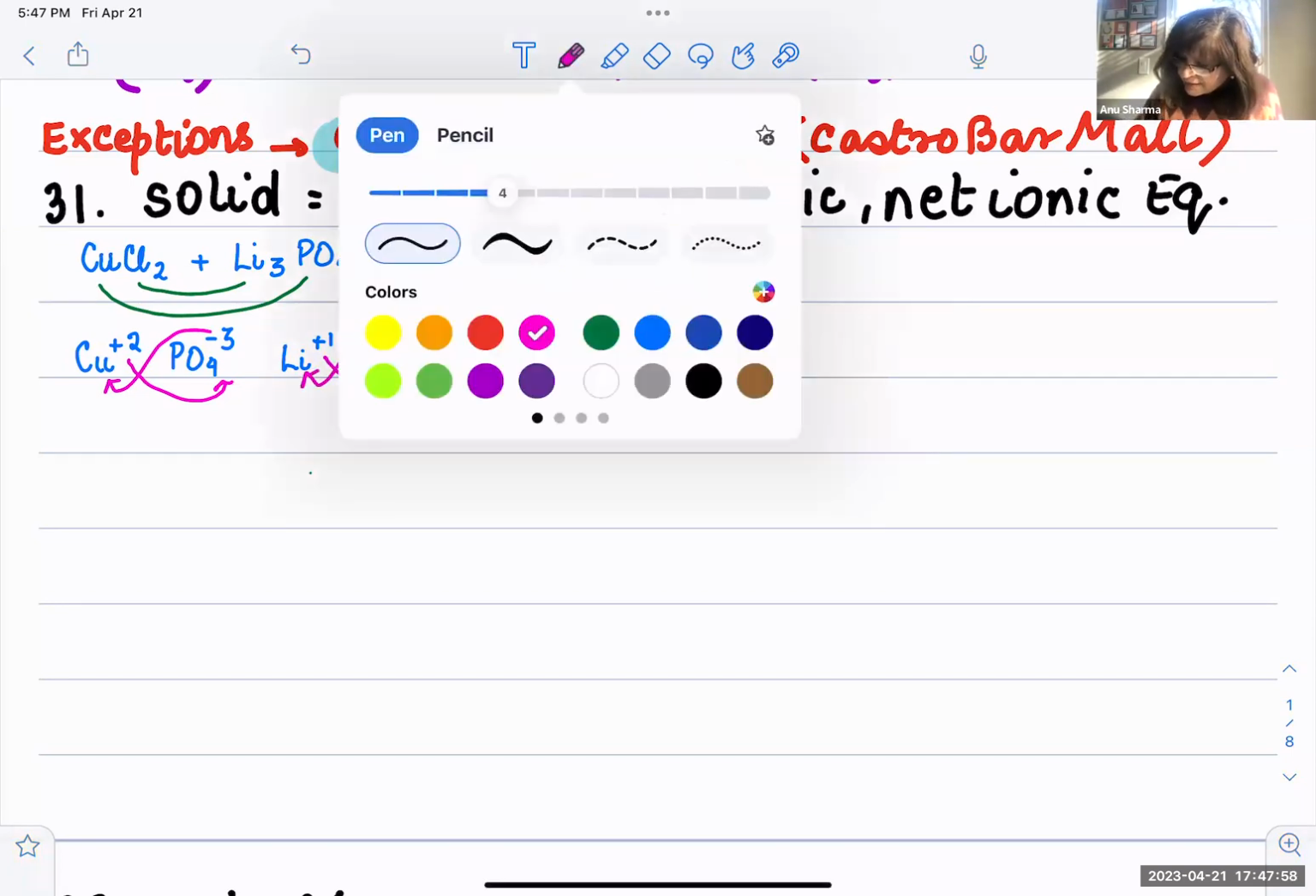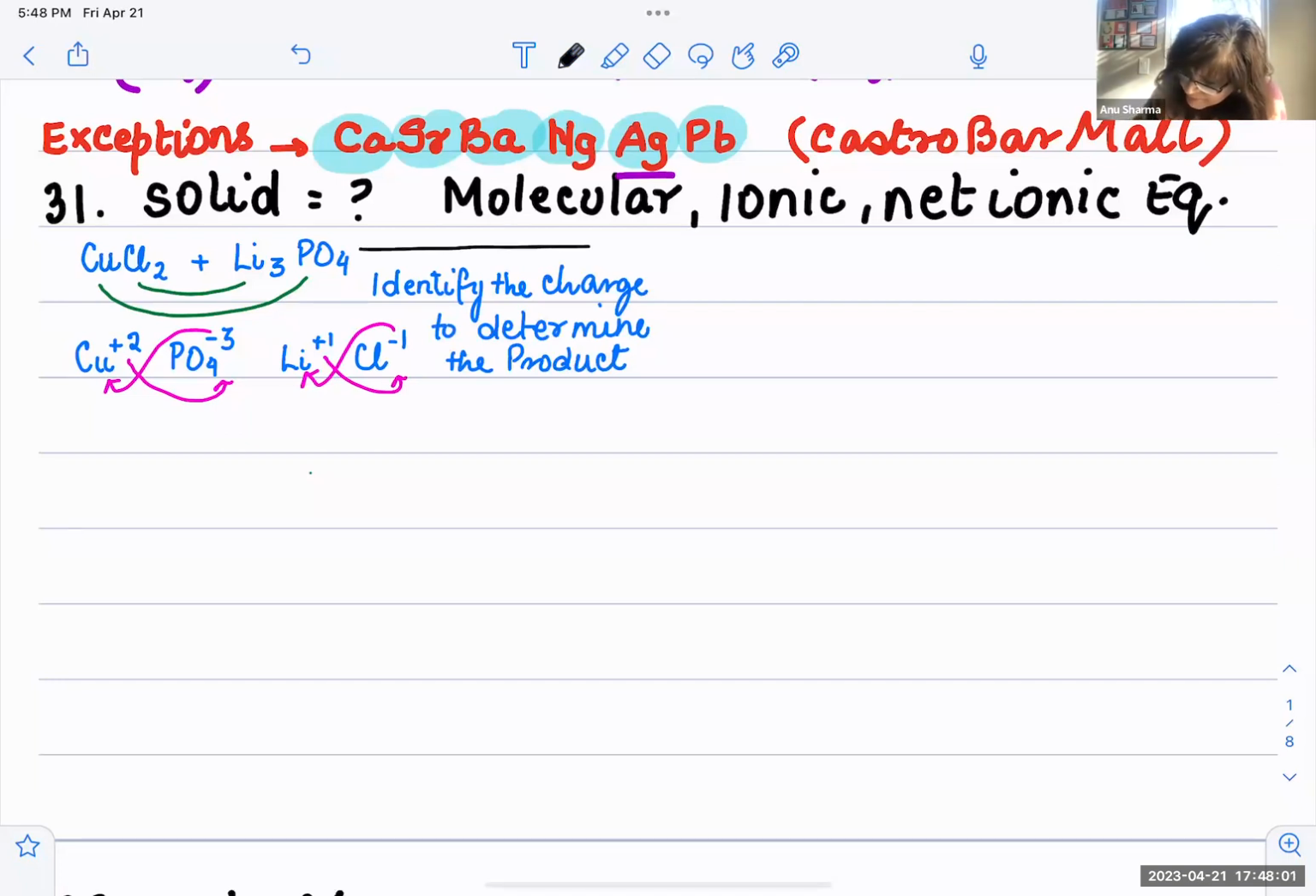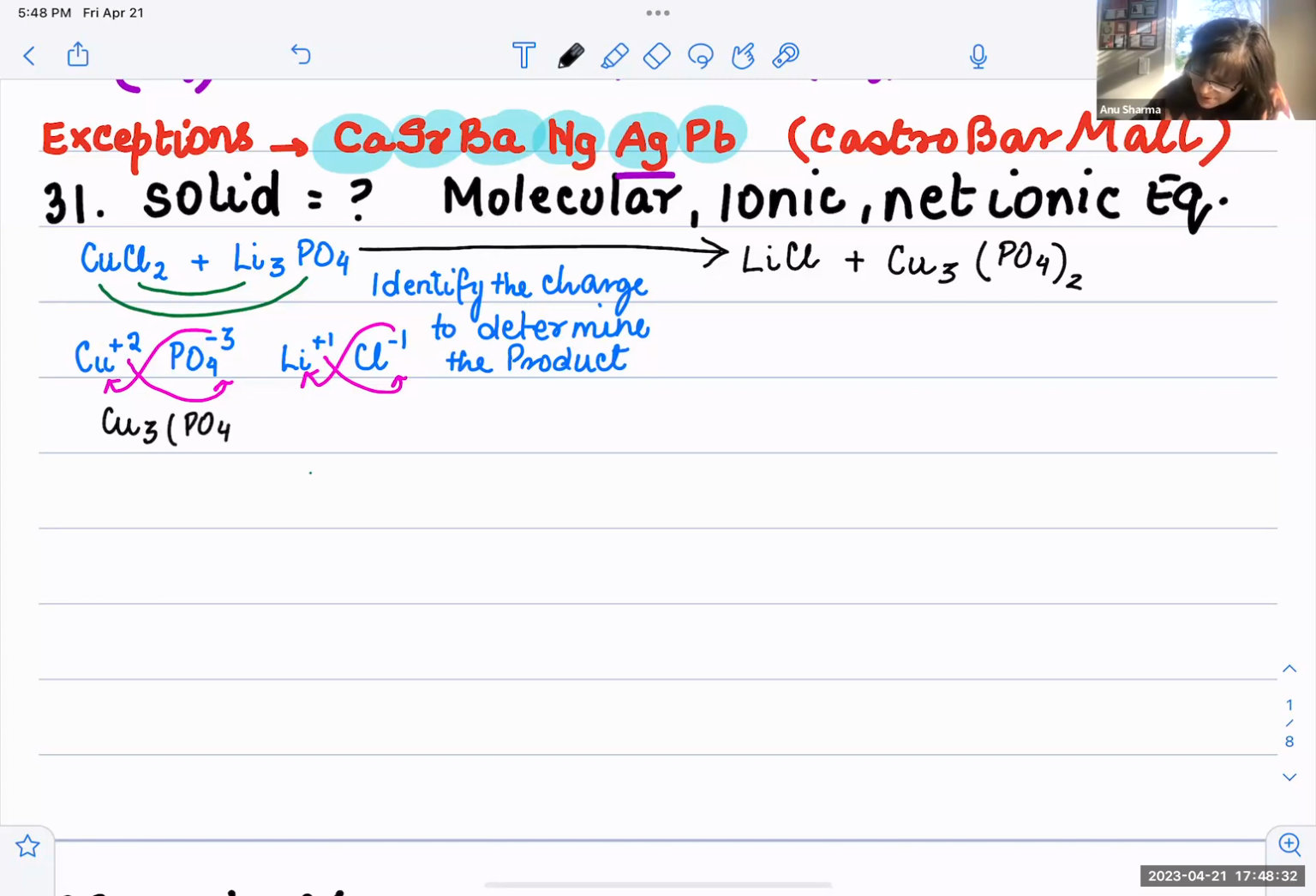So what do you get? When copper chloride and lithium phosphate react, you're going to form lithium chloride and copper phosphate. The formula for the copper phosphate is Cu3(PO4)2, so this is Cu3 brackets PO4 whole twice. And the other one is LiCl. So the first step is identifying the products. These are the 2 products.